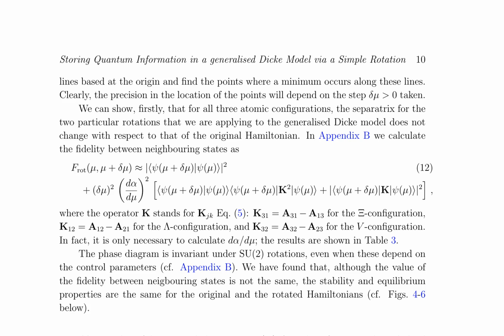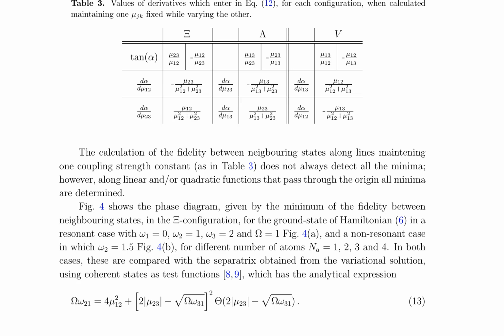The expectation values of the atomic populations are depicted in Fig. 3, illustrating the negligible population of uncoupled levels. The calculation of the fidelity between neighboring states along lines maintaining one coupling strength constant does not always detect all minima, but this limitation can be overcome by considering linear and/or quadratic functions that pass through the origin.